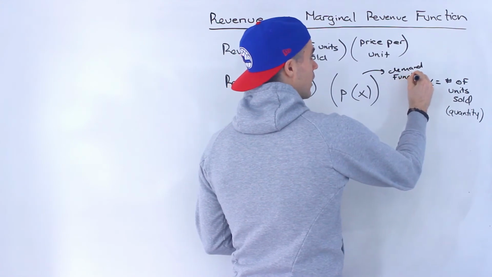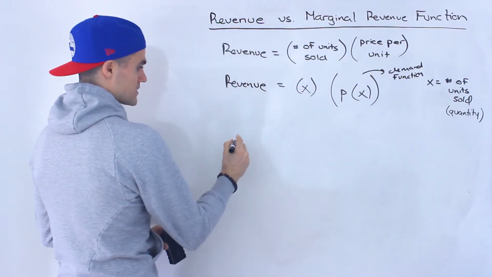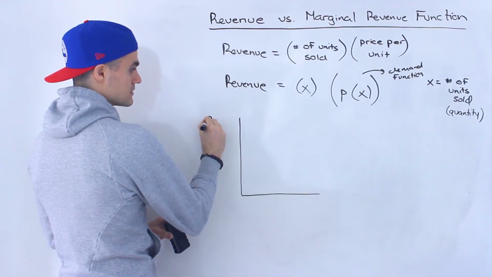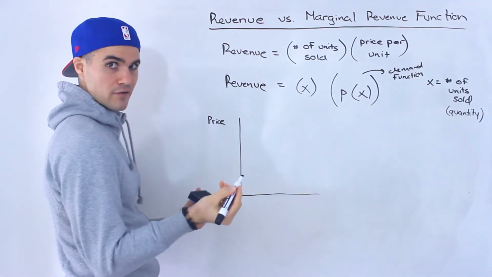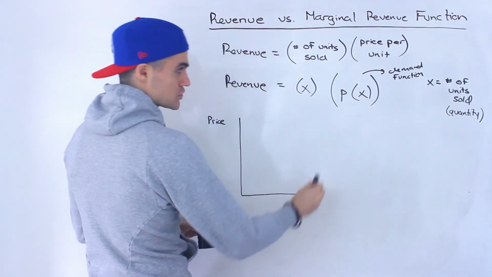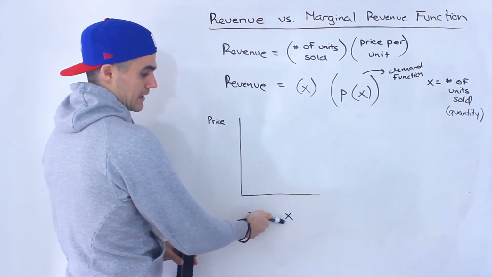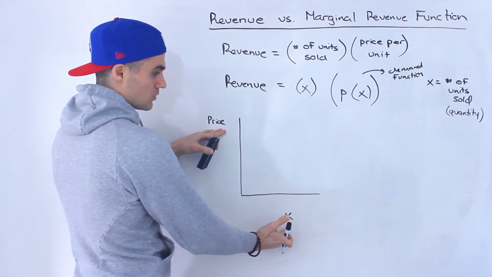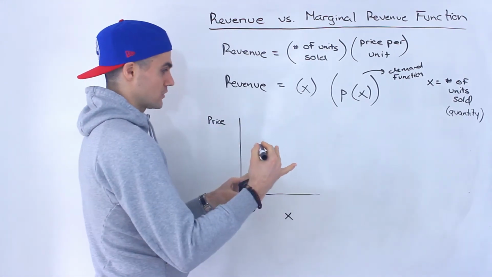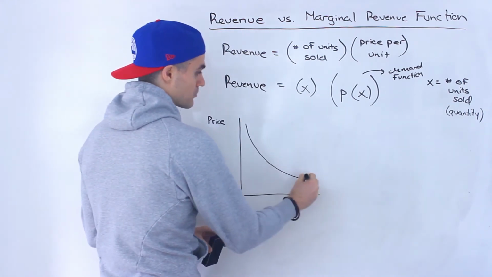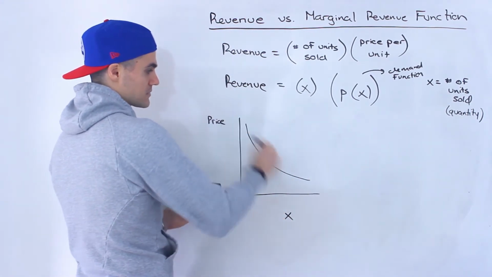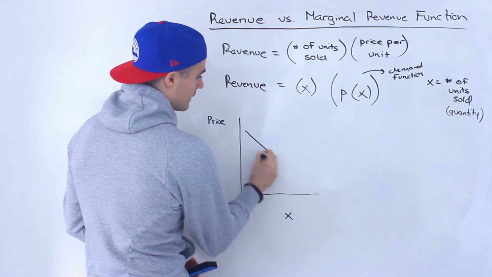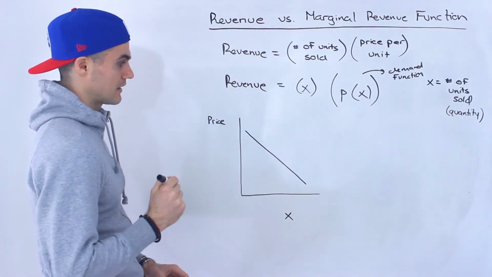If you remember from economics, if we expand on this bracket here, p of x, so p, the price, is the dependent variable, and x, which is the quantity or the number of units sold, is the independent variable. And price and quantity sold usually have an inverse relationship in most cases. Sometimes you'll see it represented as a curve, a demand curve, and sometimes as a line. I'm just going to represent it as a line in this case, just for simplicity.